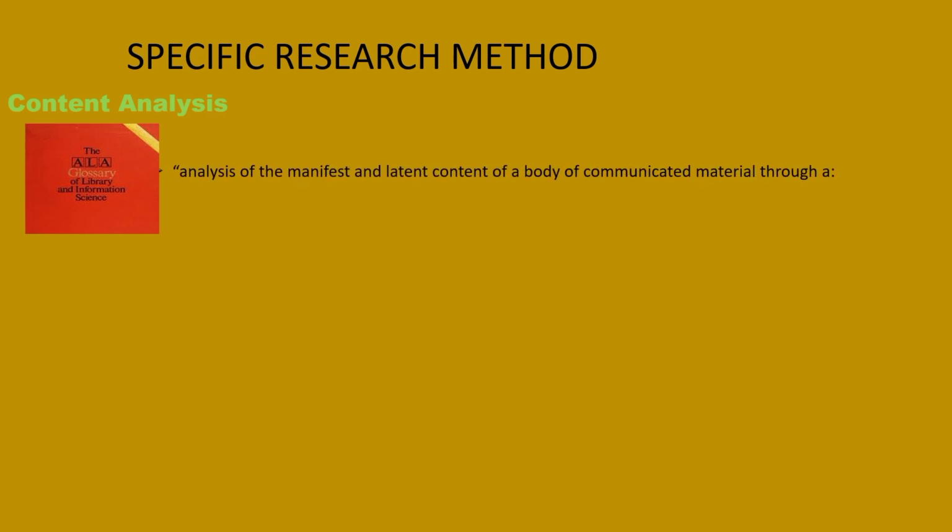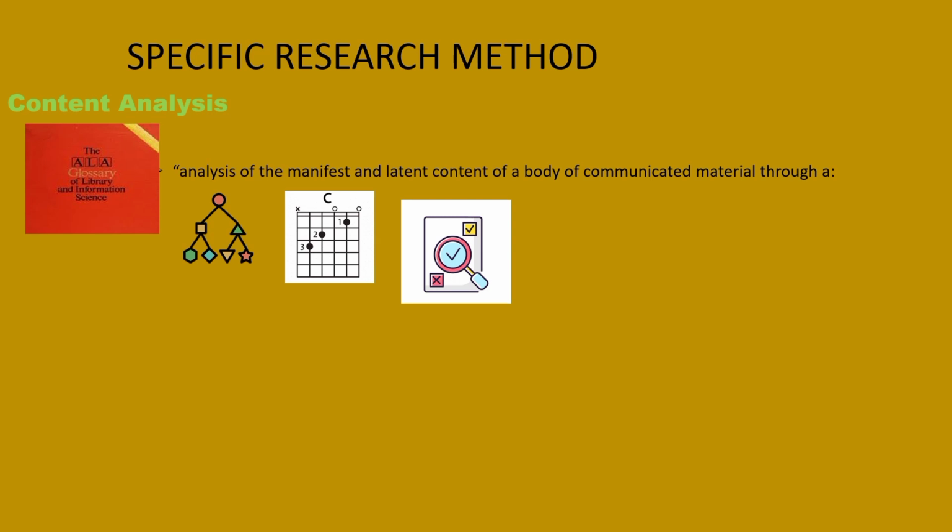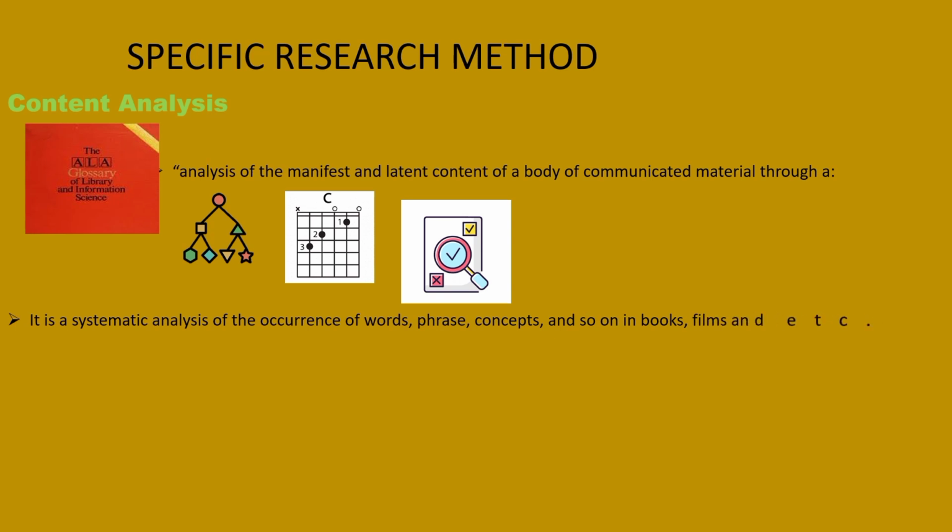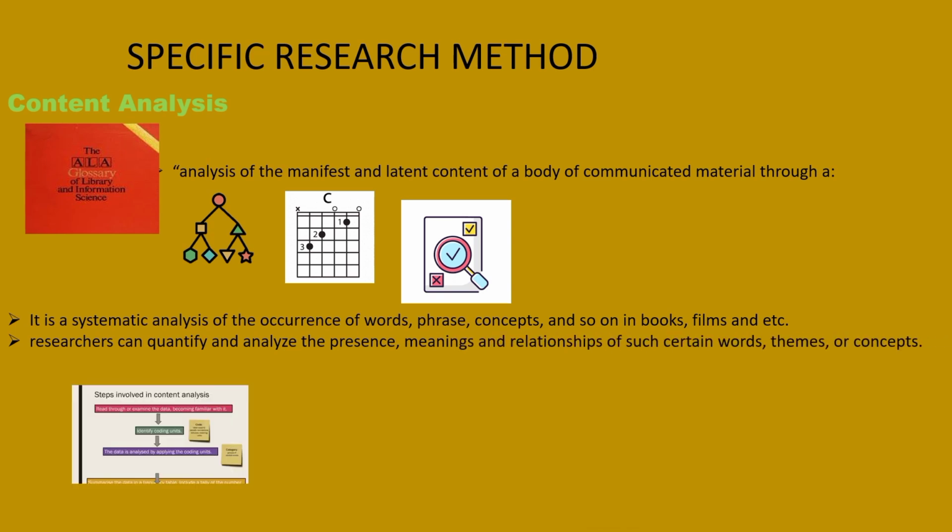The ALA Glossary of Library and Information Science defines content analysis as analysis of the manifest and the latent content of a body of communicated material through a classification, tabulation, and evaluation of its key symbols and themes in order to ascertain its meaning and probable effect. Content analysis is essentially a systematic analysis of the occurrence of words, phrases, concepts, and so on, in books, films, and other kinds of materials.